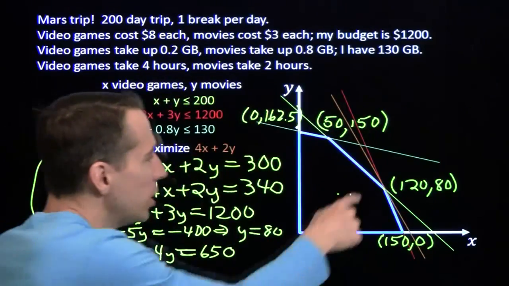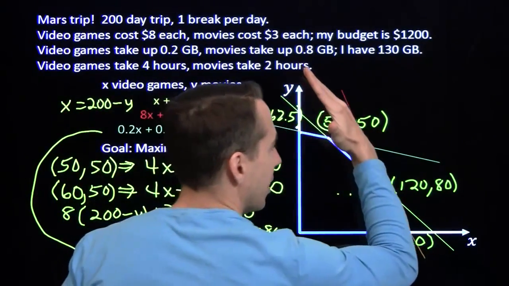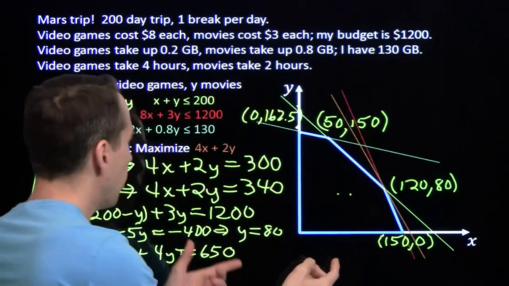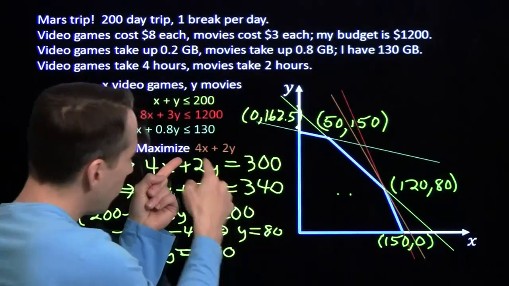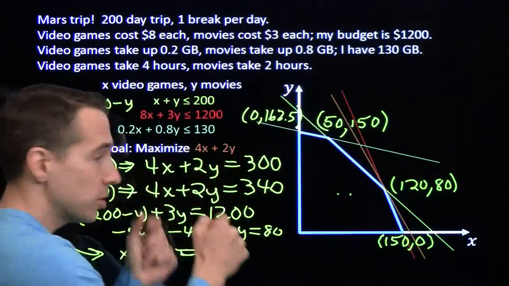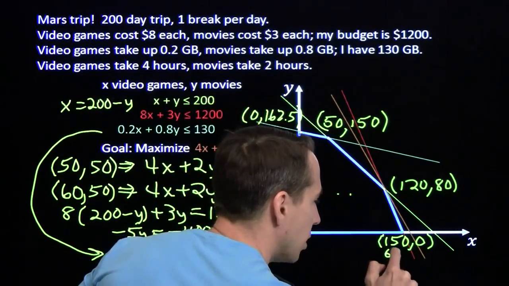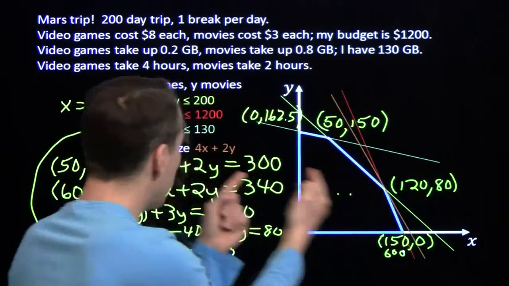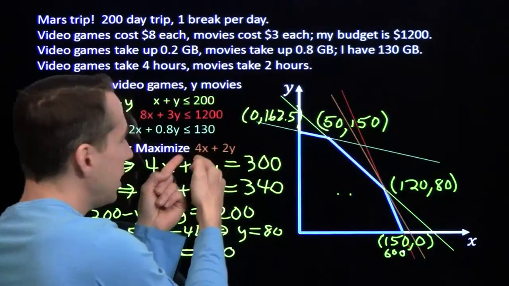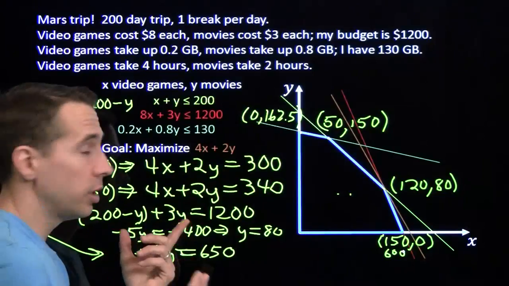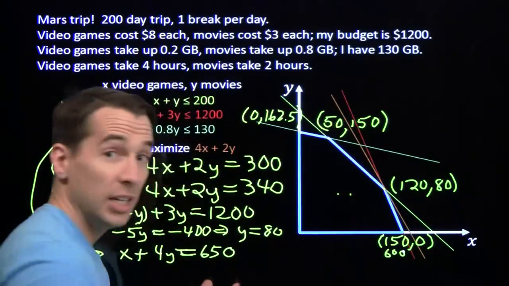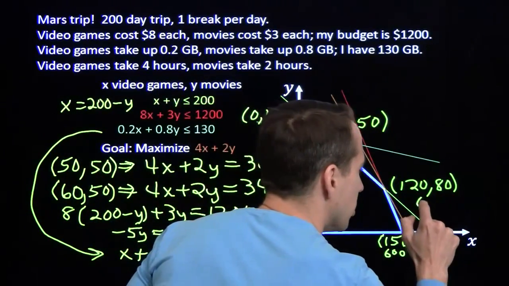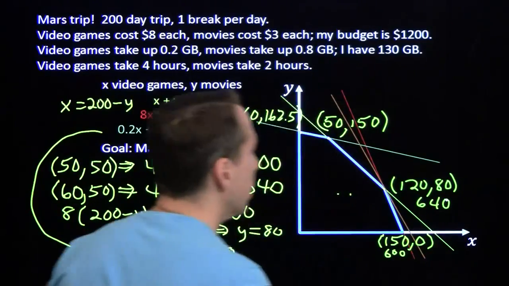Now, of course, for this problem, we know we're going to be at one of these corners out here. We've got this line with slope -2. Let's go ahead and test each one. For this corner, we put in 150, 0. 4x plus 2y comes out to be 600. For this corner, put in 120 and 80 there. 4 times 120 is 480. 2 times 80 is 160. That gives us a total of 640.